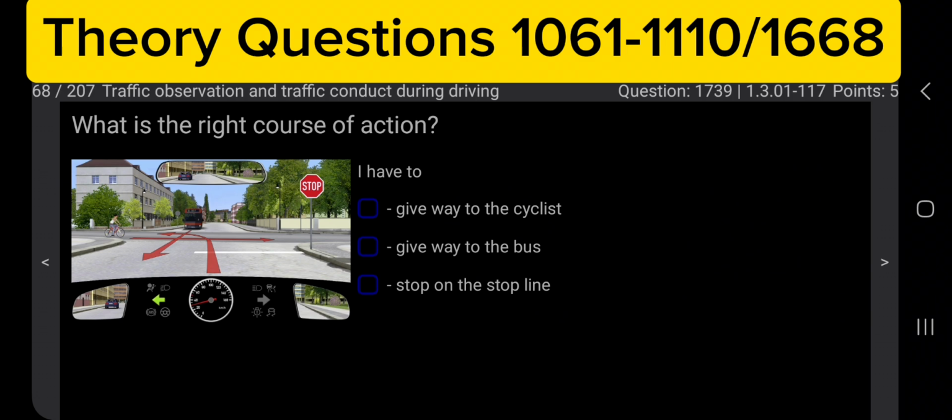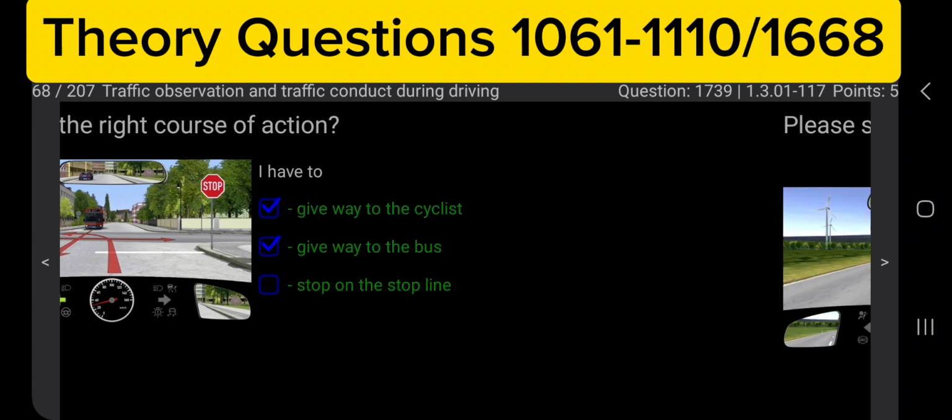What is the right course of action? I have to give way to the cyclist. Give way to the bus. Stop on the stop line. Give way to the bus. Give way to the cyclist.